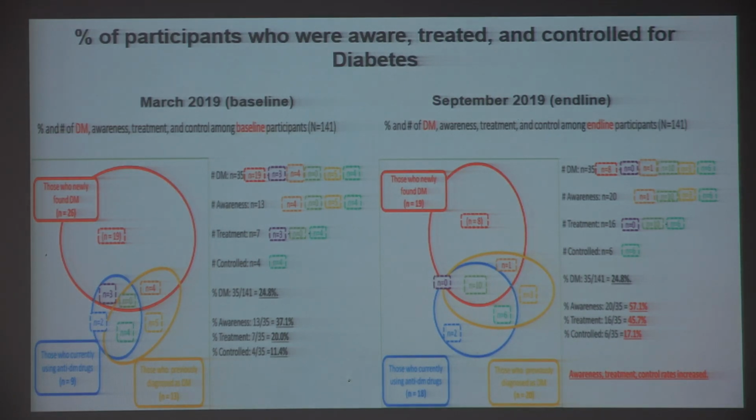So this percentage increased after 6 months, as well as diabetes.